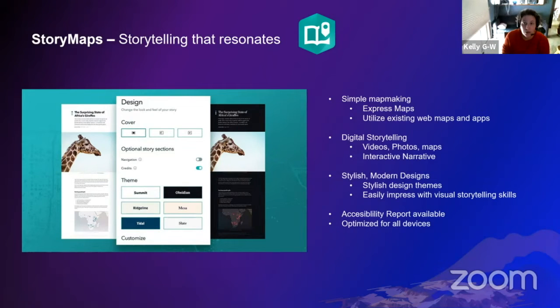They've got express maps for simple map making. They can also utilize existing web maps and apps that are already in the ArcGIS system. They've got really stylish modern designs, so they make even mere mortals like me look like a great story map creator just from the defaults. And I think that's a really great part of story maps. Not all of them look the same because of the different themes, but they provide a lot of good looking defaults with the ability to customize. There's an accessibility report available for story maps so that you can actually learn about the accessible components, and they're also optimized for use on all devices.